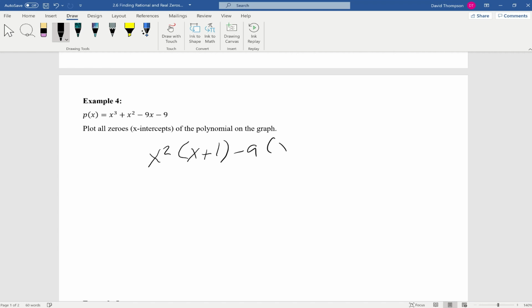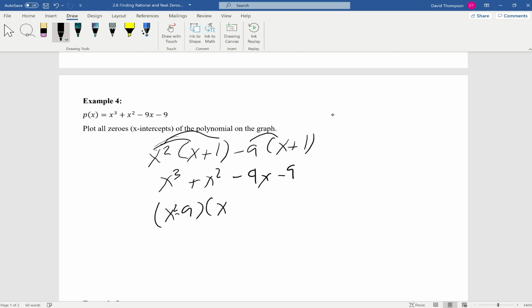And we're going to be left with x plus 1. So if we multiply this back out, we'd have x cubed plus x squared minus 9x minus 9. We get the same thing. So now we're going to have x squared minus 9 and x plus 1. We can factor this x squared minus 9 a little bit farther to be x plus 3, x minus 3. We have difference of squares, and x plus 1 equals 0.